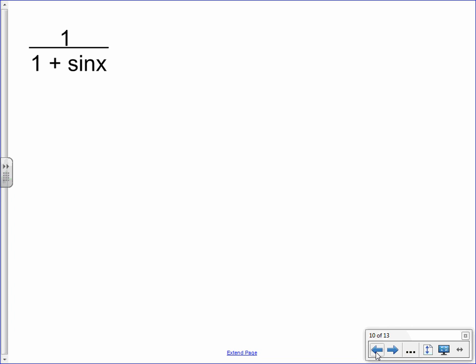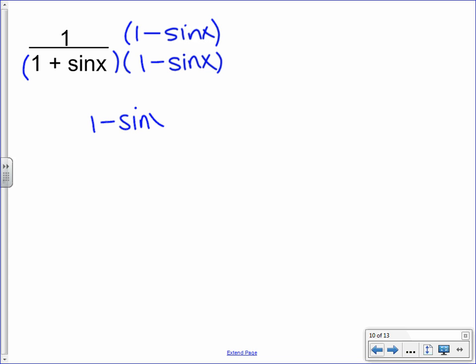Anytime you have in this denominator 1 plus sine of x, okay? We don't really like having a binomial in the denominator, okay? So what we can do is multiply it by 1 minus sine of x. What's that called? The conjugate, okay? Why is multiplying by a conjugate helpful? We have these Pythagorean identities. So what this becomes is 1 over sine of x over 1 minus sine squared x.